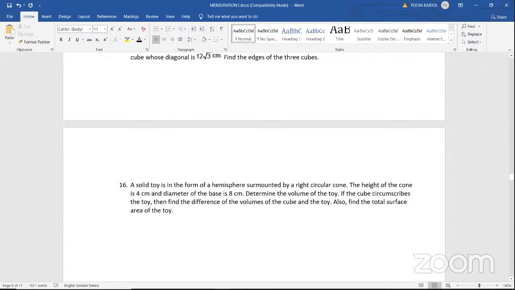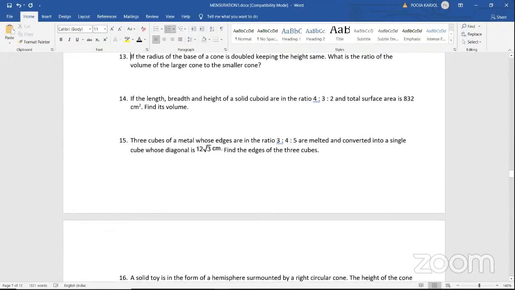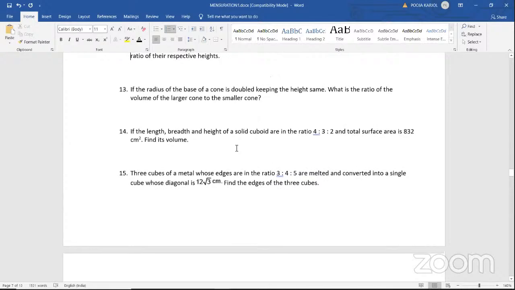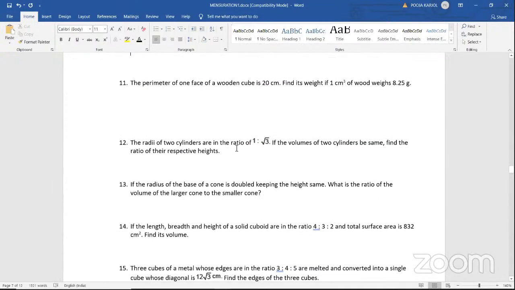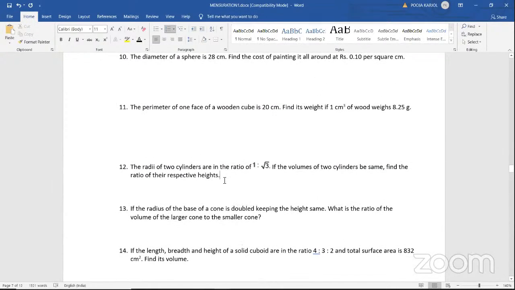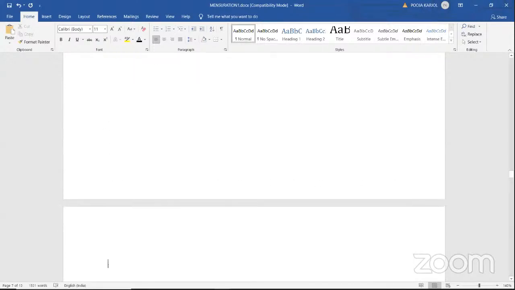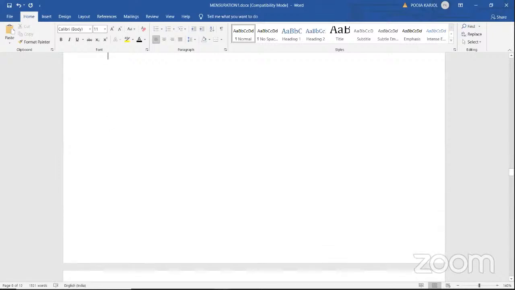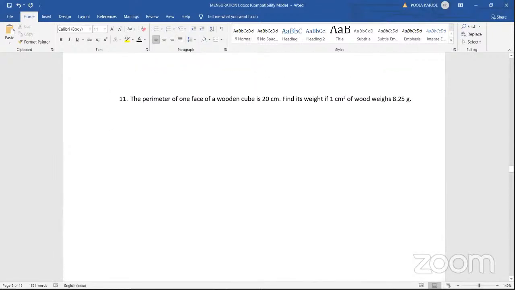Wait, better yet, I'll start with something easier. Try the 11th one. The perimeter of one face of a wooden cube is 20 centimeter. Find its weight if 1 centimeter cube of wood weighs 8.25 grams.